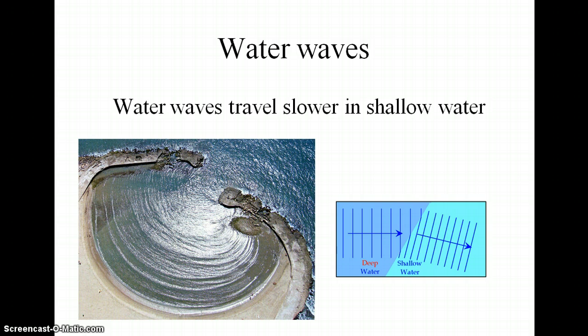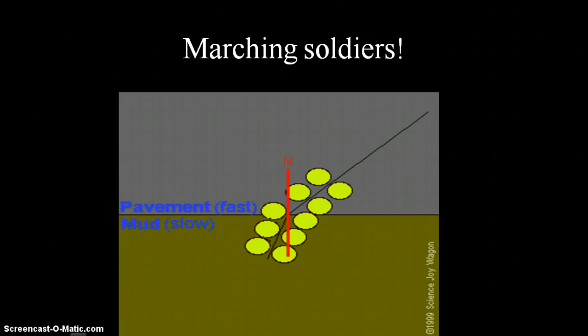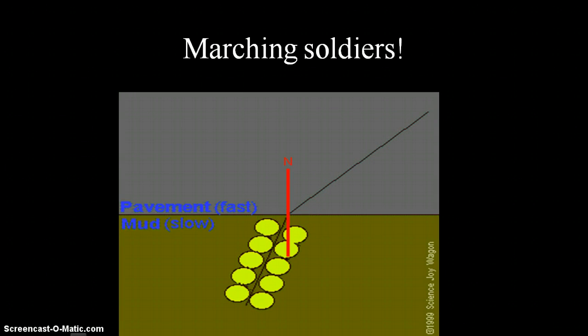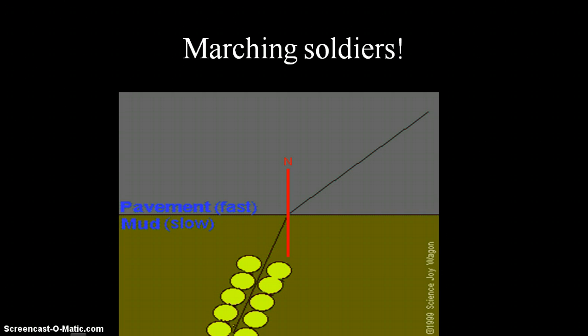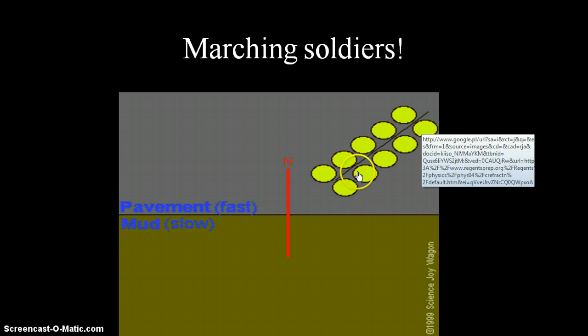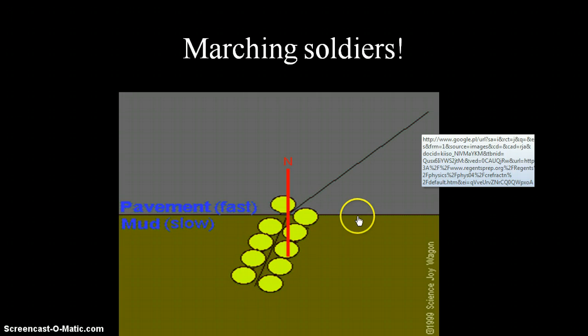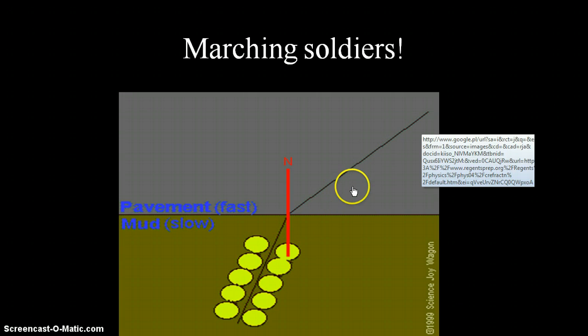This is because waves, when they change speed, bend. For example, water waves travel slower in shallow water, so when they go from deep water to shallow water, they change direction. A common way of thinking about this that's used by physics teachers the world over is to imagine soldiers marching on pavement. When they march on the pavement, they can march fairly quickly, and then when they get to mud, they slow down.